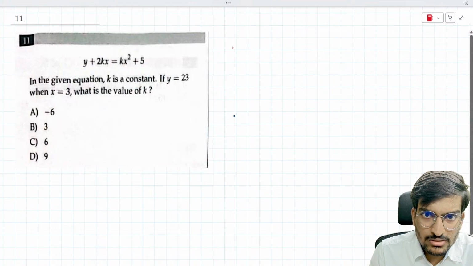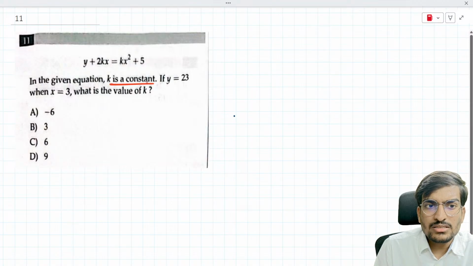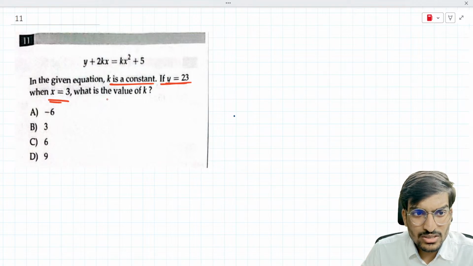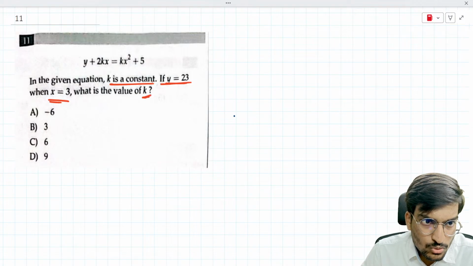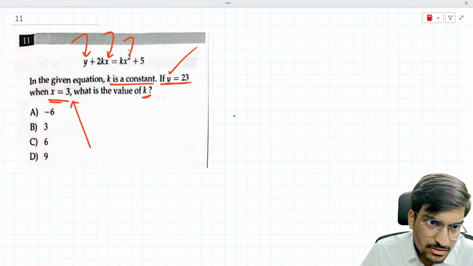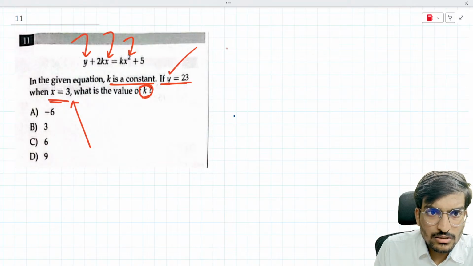Question 12, it's an easy one. In the given equation, k is a constant. If y equals 23 and x equals 3, what is the value of k? They clearly mentioned the y value and the x value, so substitute them and get the value of k, and let me know what's the answer quickly.